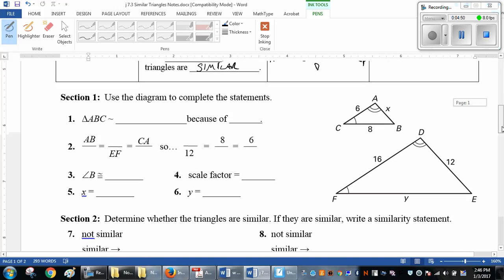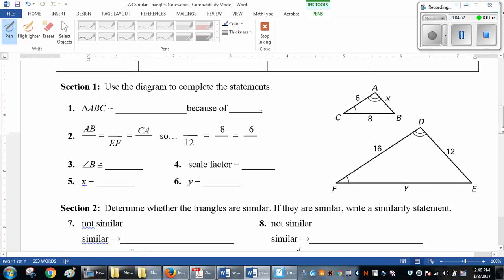So here's section 1. Use the diagram to complete the statements. Triangle ABC is similar to, let's see, let's match them up. A, B, C. Look, A has that 2. That goes with D. See how it's got the 2 marks there? So we've got to put that first. Triangle D. B doesn't have any mark in it. Neither does E. F has that 1 arc, and that corresponds with C. So there we go. Because of, now look at what we have, 2 congruent angles. So we just say because of angle, angle.